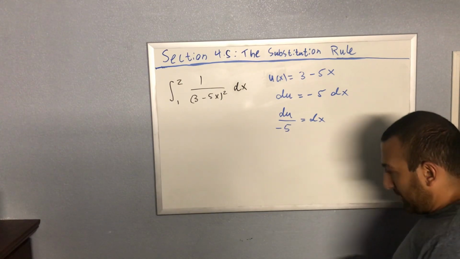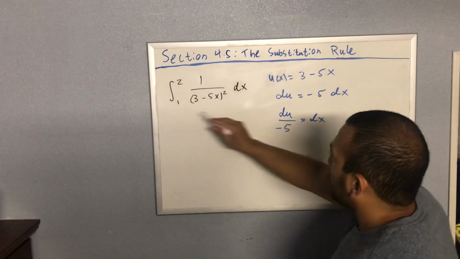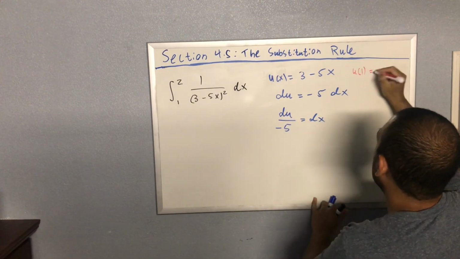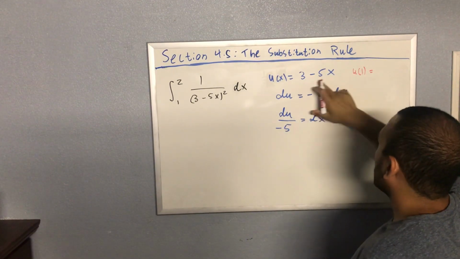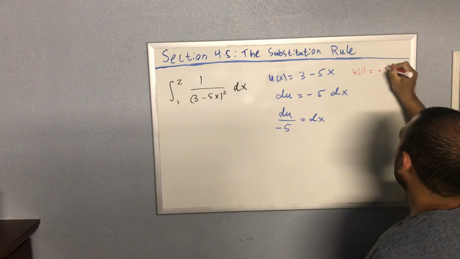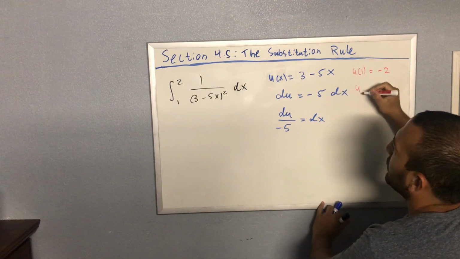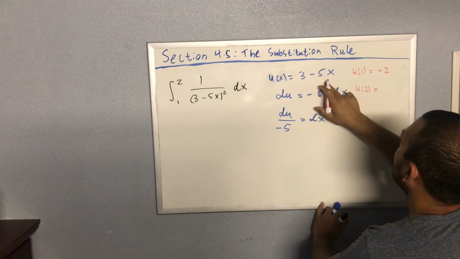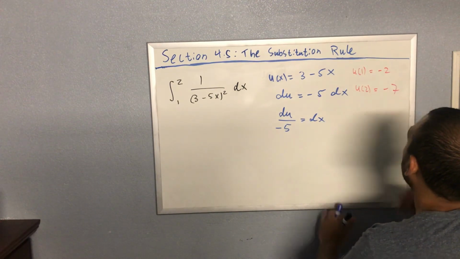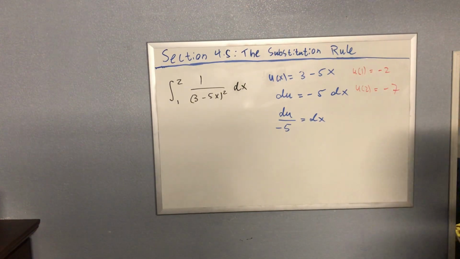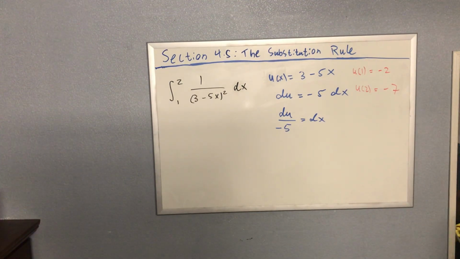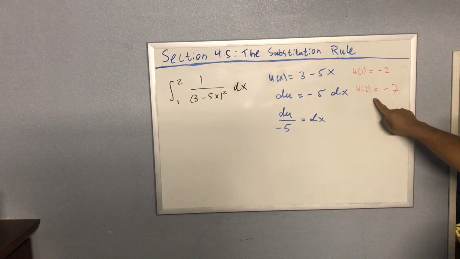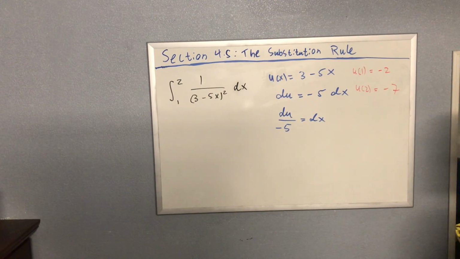So when x is 1, what is u? Well, just stick 1 in here, so we get 3 minus 5, which is negative 2. And then when x is 2, what do we get? We get 3 minus 10, which is negative 7. So now these will be the new limits of integration. 1 will get replaced with negative 2, and 2 will get replaced with negative 7.